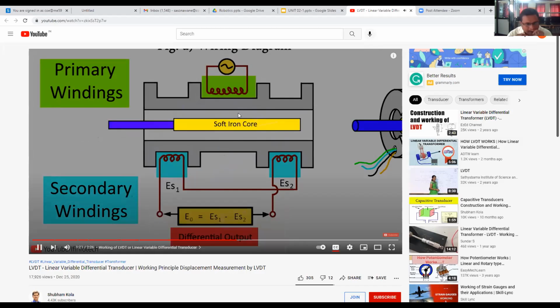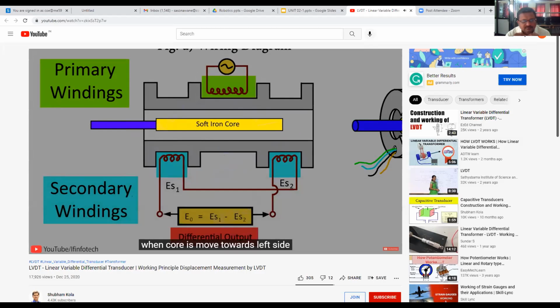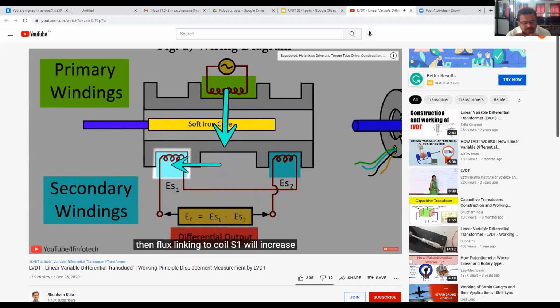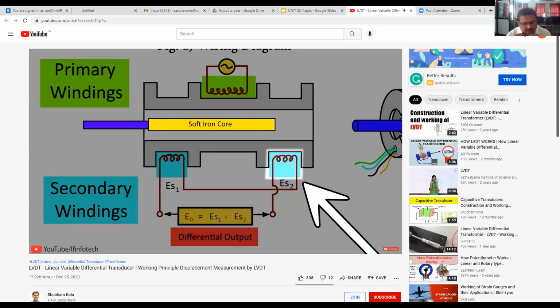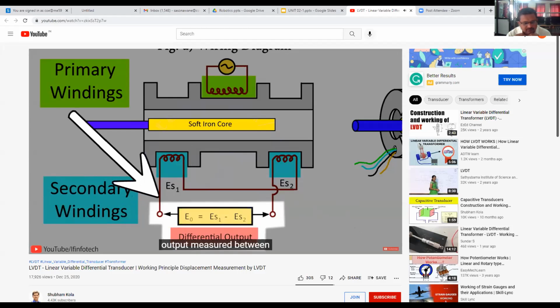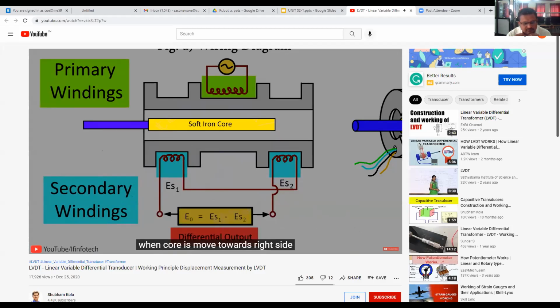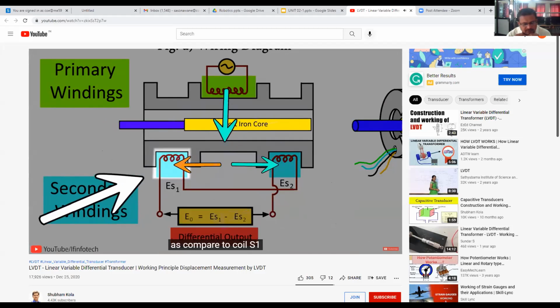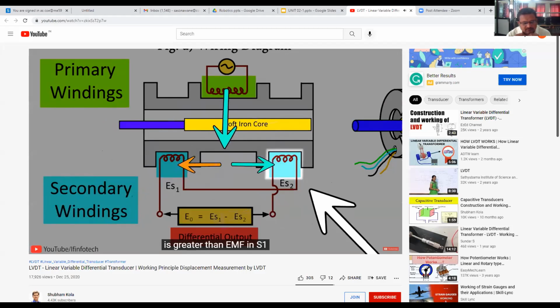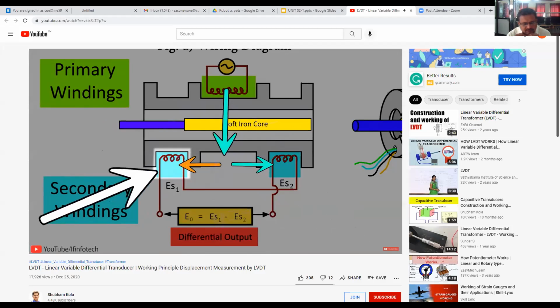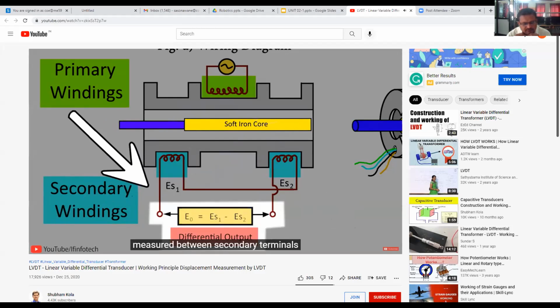so that the differential output measured between the two secondary terminals is zero. Here, when the core is moved towards the left side, then the flux linking to coil S1 will increase. At the same time, the flux linking to coil S2 decreases. Hence, the EMF induced in coil S1 is greater than that of S2. As a result, the output measured between secondary terminals is in phase with the primary voltage. When the core is moved towards the right side, then the flux linking to coil S2 is more as compared to coil S1. That is, the EMF induced in S2 is greater than the EMF in S1. Hence, the differential output measured between secondary terminals is out of phase with the primary voltage.